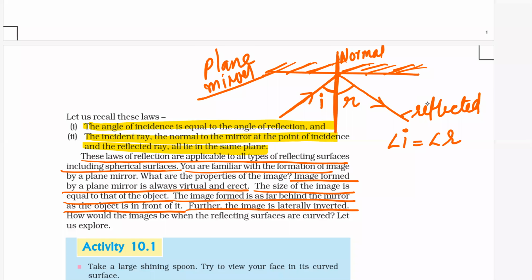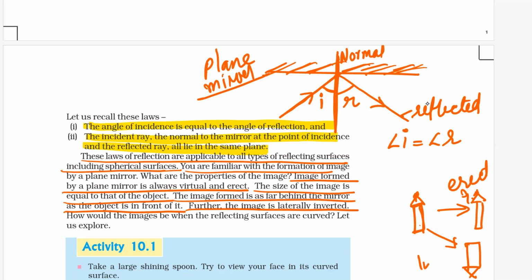First of all, the image is virtual. Virtual means the rays actually do not meet but they appear to meet. That is called a virtual image. Erect means if any object is there, such as a pen, suppose the tip of the pen is up and the rest of the part is down, then in its image also the tip of the pen will be up. The opposite of erect is inverted. Inverted means just the upside-down image. This is an erect image and this is an inverted image.